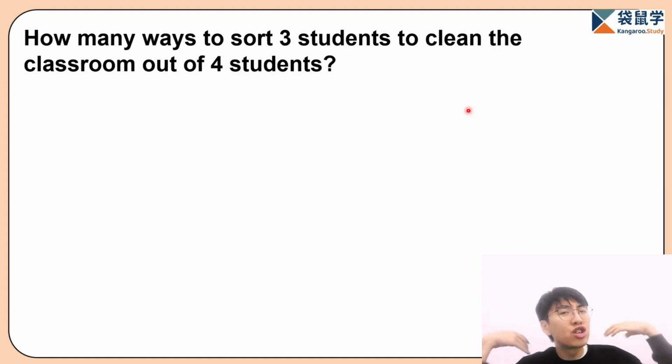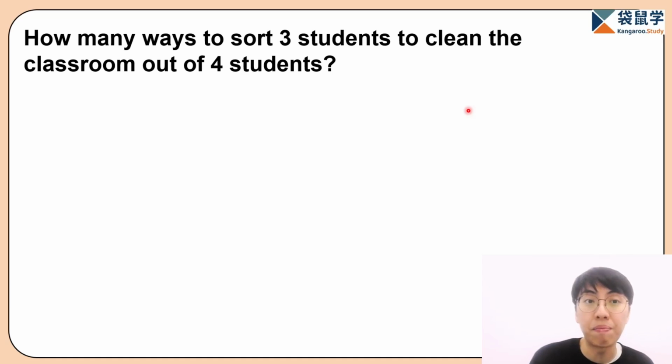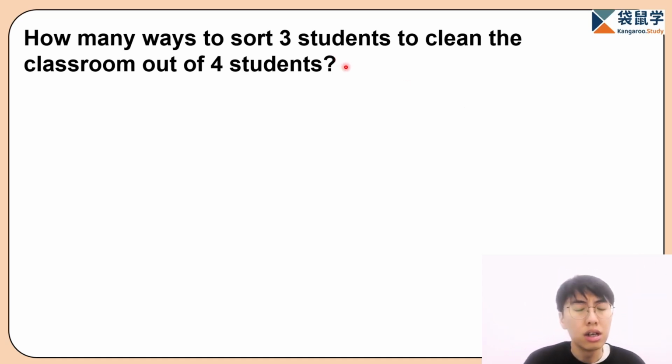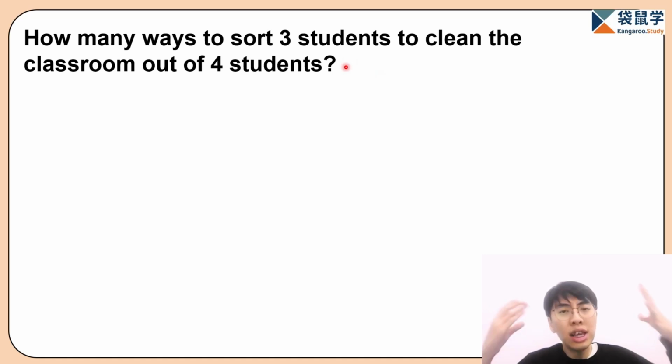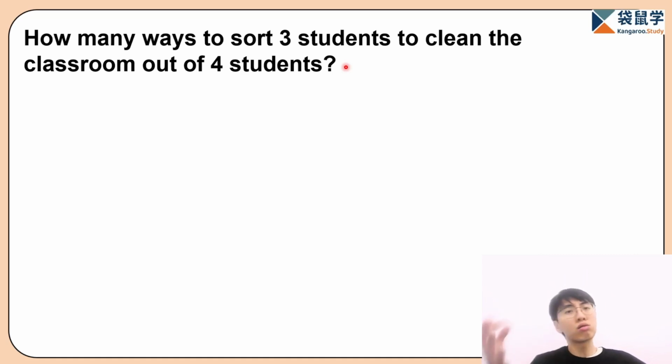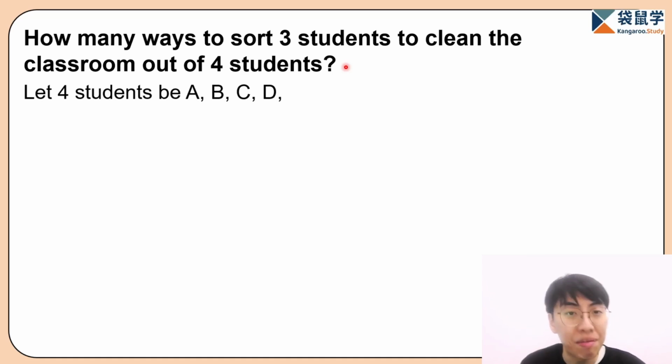Now, if I change the question a little bit, how many ways are there to sort 3 students to clean the classroom out of 4 students? Now, let's think. How many different ways are there to sort it? What is different in this case? Well, if I want to select them, let's say I select 3 students. Let's say again, they are A, B, C, and D.